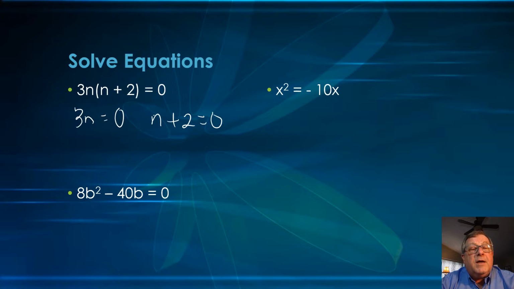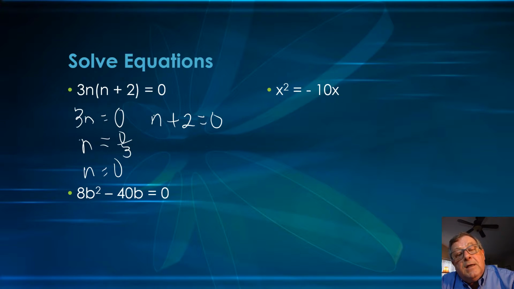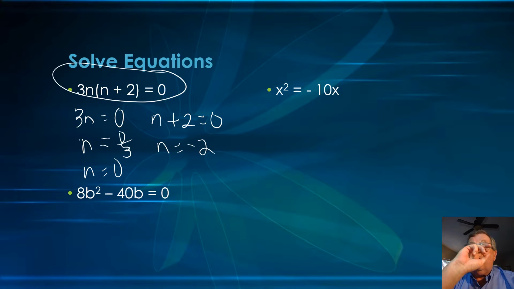Well, in this first one, 3n equals 0, we're going to divide both sides by 3, and n now equals 0 divided by 3. Well, 0 divided by any number is just going to be 0, so in this case, n equals 0. And then over here, n plus 2, we're going to subtract 2 from both sides, and n equals negative 2. So when n is equal to 0 or n is equal to negative 2, it's going to make that equation true. And just think about it.